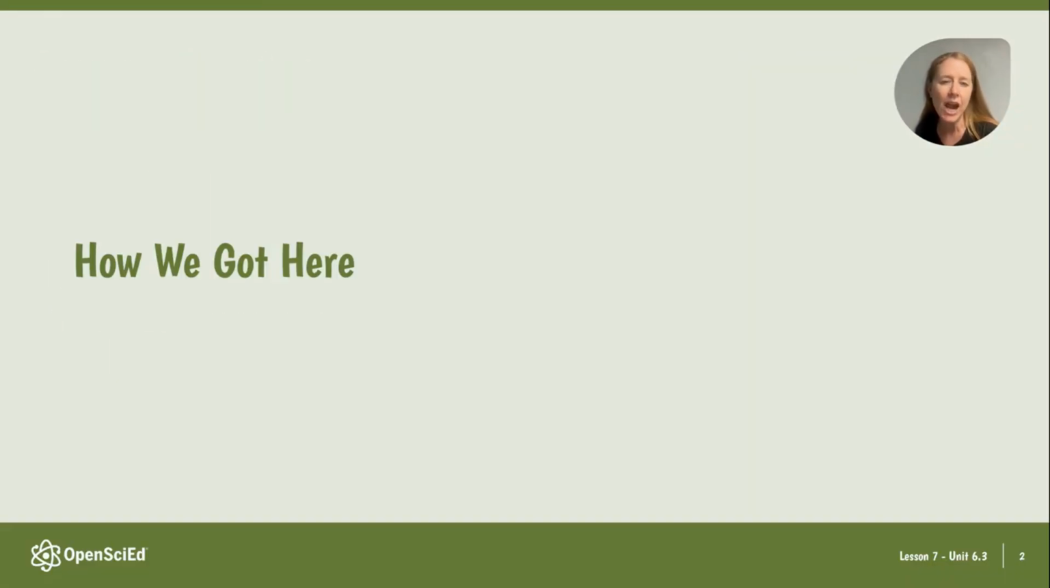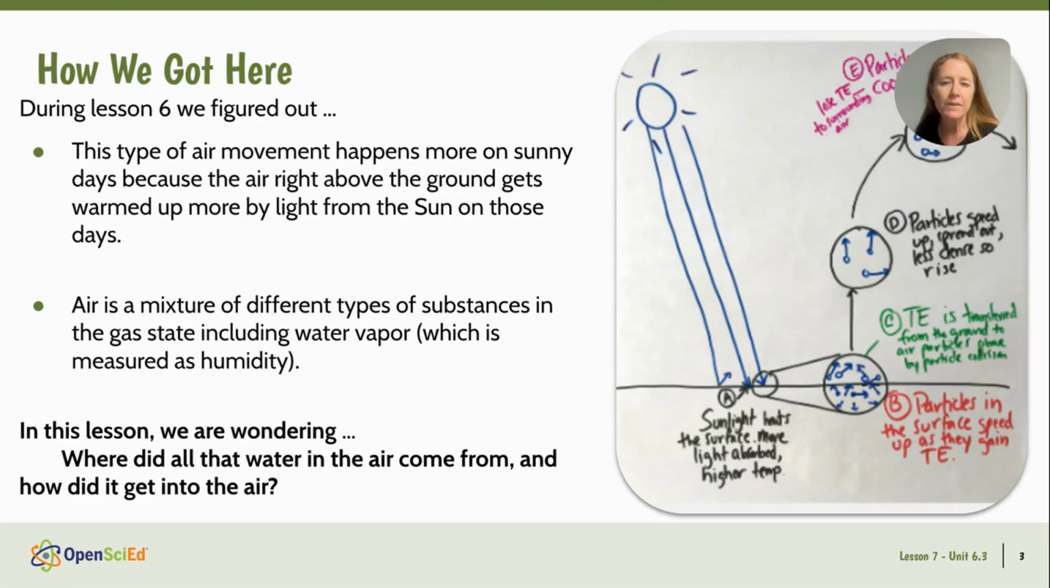First, let's consider how we got here. We figured out a lot in Lesson 6 about the movement of air on sunny days, and we also figured out that air, which we've been representing in our models up to this point as all one type of particle, is actually a mixture of different types of substances, including water vapor. And this last piece, the fact that air contains water vapor, leads us to our Lesson 7 question. Where did all that water in the air come from, and how did it get into the air?